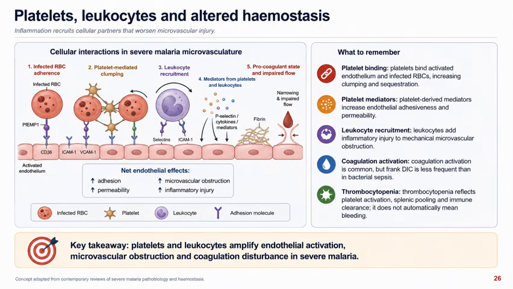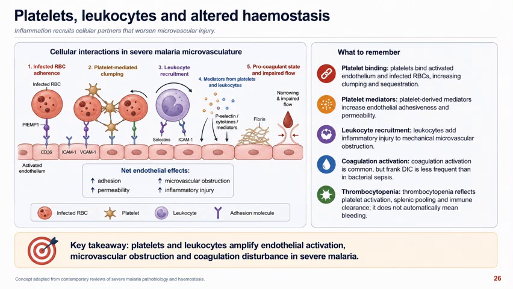On the other hand, it is important also to note that platelets, leukocytes, and altered hemostasis play some role in severe malaria. Platelets and leukocytes amplify microvascular processes. Platelets can bind activated endothelium and infected red cells as well, promoting clumping and sequestration. Platelet-derived mediators increase endothelial adhesiveness and permeability. Leukocytes recruited through E-selectin and ICAM1 add to inflammatory injury and also to mechanical obstruction. Coagulation is often activated and fibrin formation may further narrow the flow of blood.